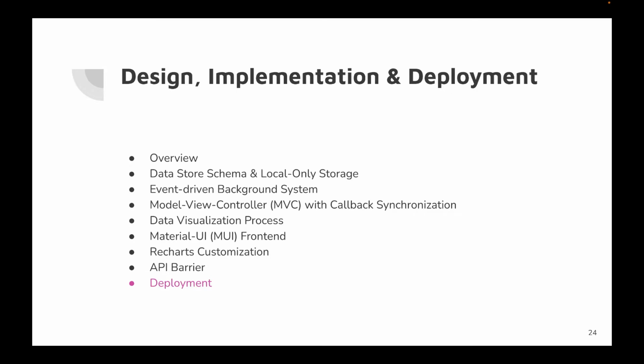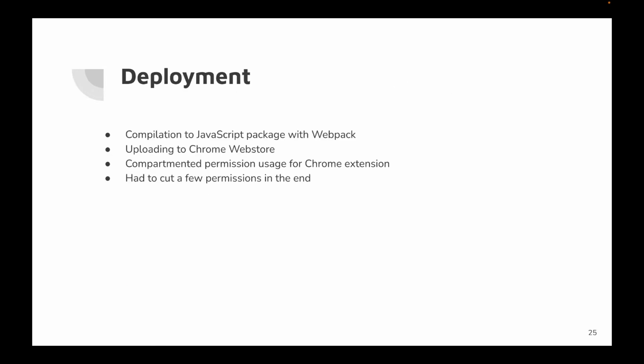And then we will talk about the deployment of applications. First of all, our application, our Chrome extension, is done with React, which means that it has to be compiled into a JS package with Webpack, and then we upload our entire package with the assets and everything to the Chrome Web Store, and we make sure that we compartmentalize our permission usage for the Chrome extension. Also, during that process, we realized that we were requiring APIs and permissions that we don't need, so we had to cut them down in the end.